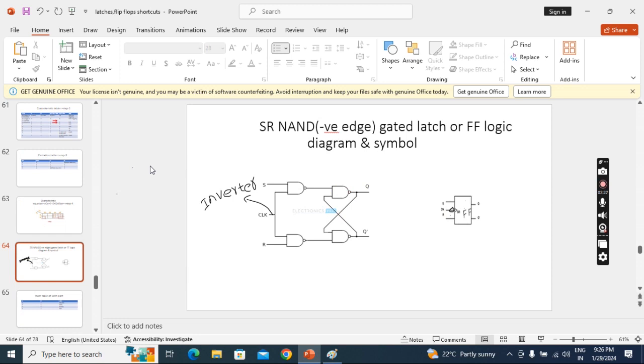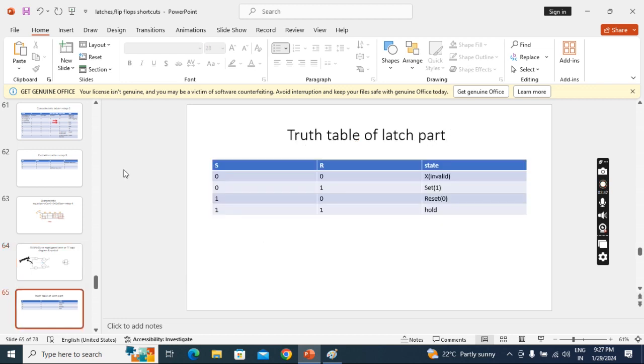Now we'll see with negative edge. NAND only with negative edge. See here, for negative edge we have to keep an inverter in the logic diagram. And here we have to keep a bubble along with a triangle. Bubble at the outside, triangle inside. These are the differences.